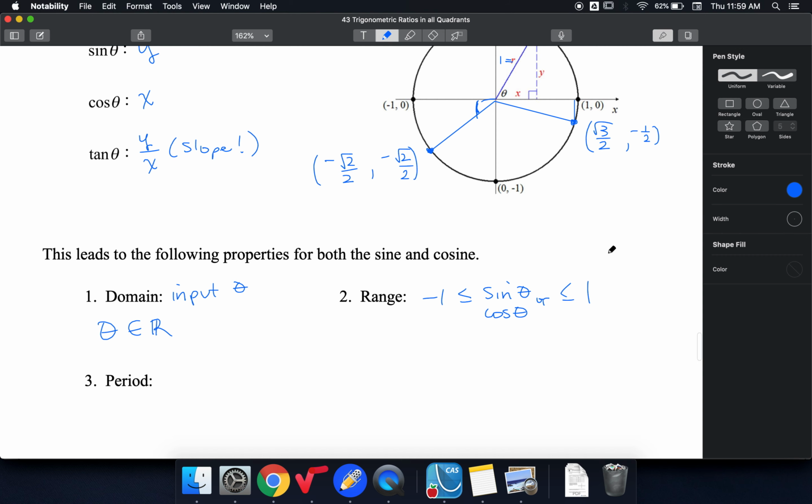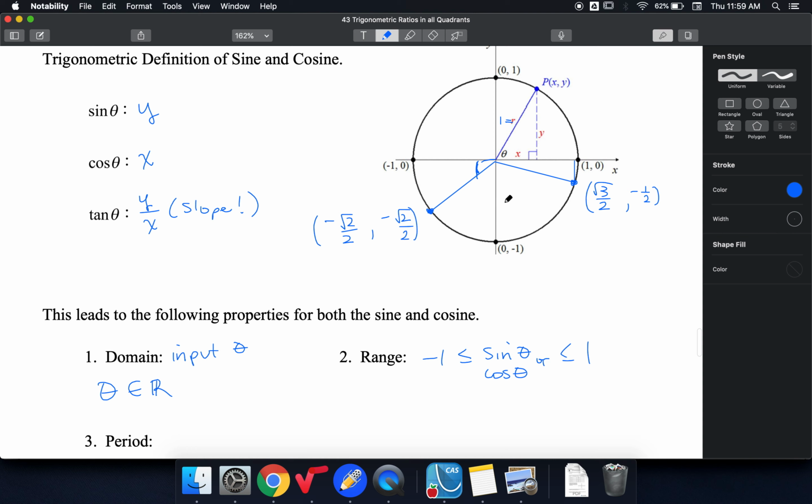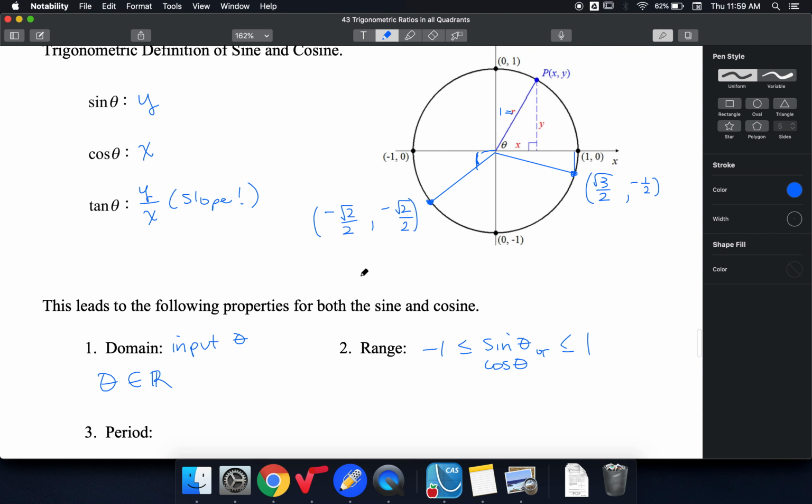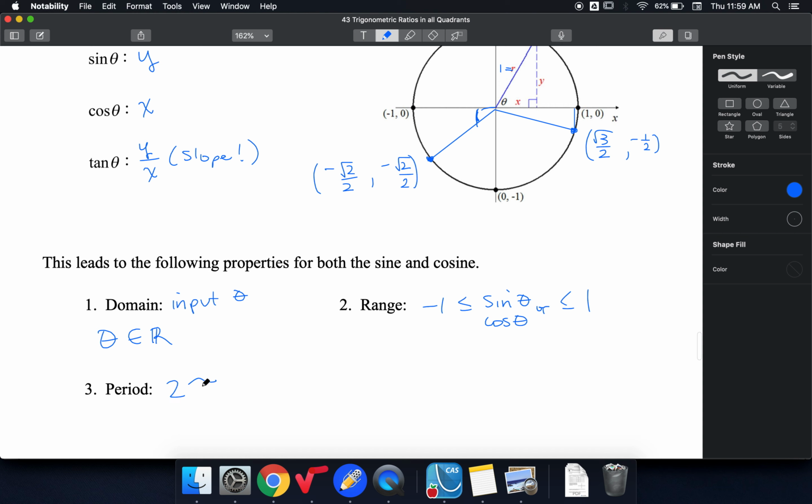My period is how long it takes for things to start repeating exactly. So all of these coordinates don't start repeating exactly until I get back to 0 degrees or 0 radians, and that takes going around 2 pi radians. So my period is 2 pi radians. All right.